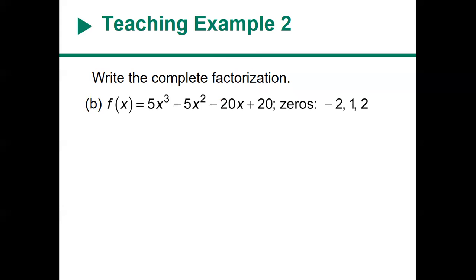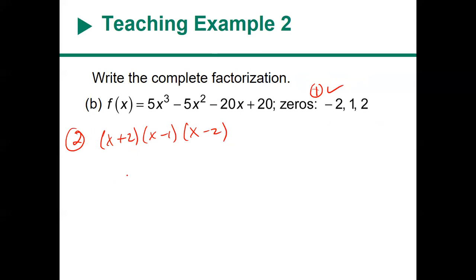You're still going to go through the same steps. You're going to identify your zeros, your x-intercepts. Did they give them to me? Yes, they did. They gave me my intercepts. Next, you're going to write them as a factor. What is the factor of -2? X plus 2. Factor of +1. Factor of +2. -2.